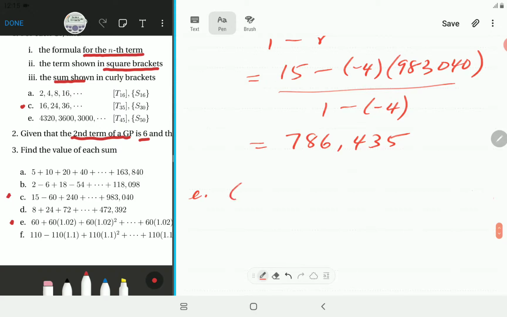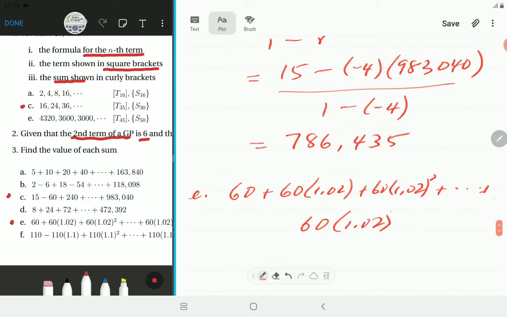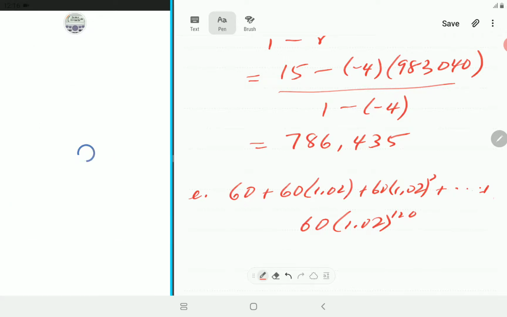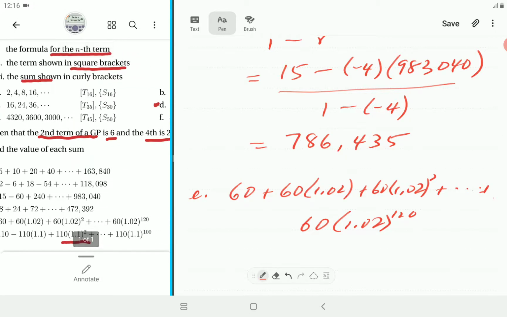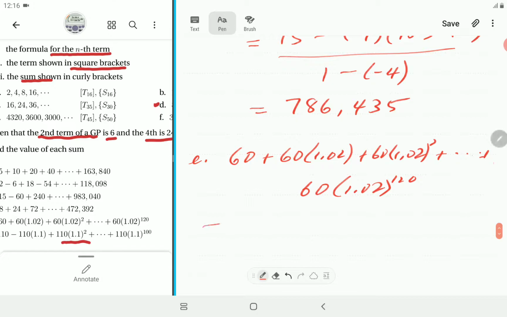All right, then let's go to example number E. In example number E, we have got 60 plus 60 times 1.02, 60 times 1.02 squared, and then all the way to 60 times 1.02 to the power 120. So again, T1 is 60 here. R is going to be 60 times 1.02 over 60. So this is simply going to be 1.02.